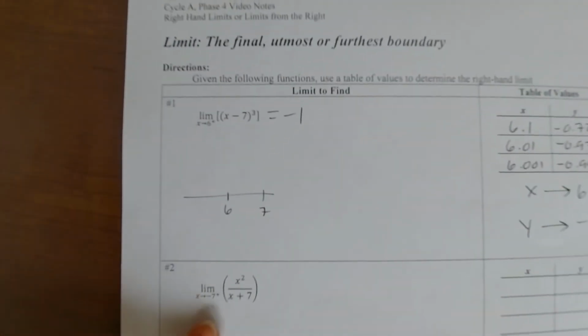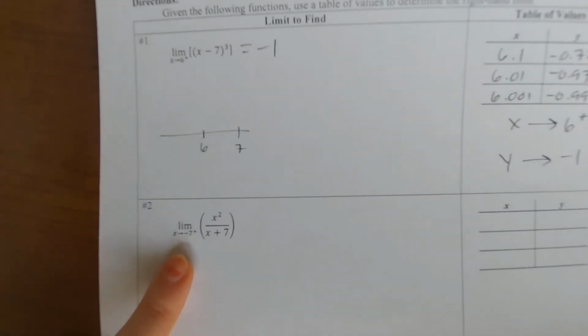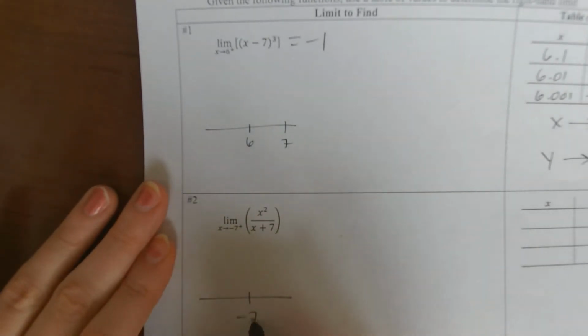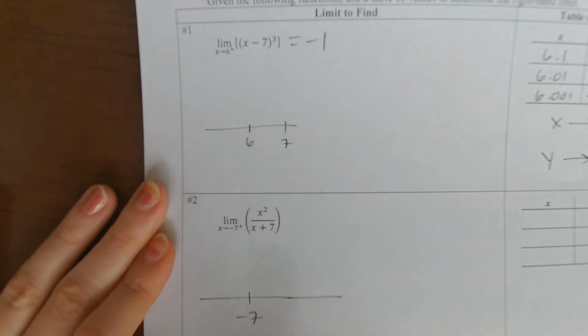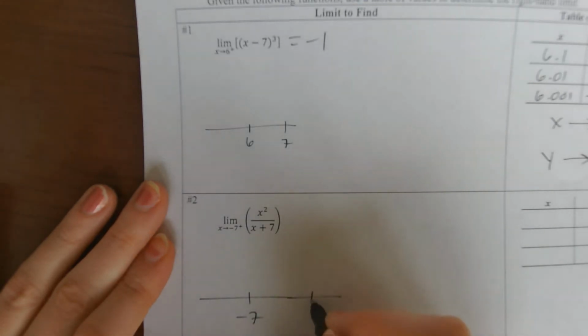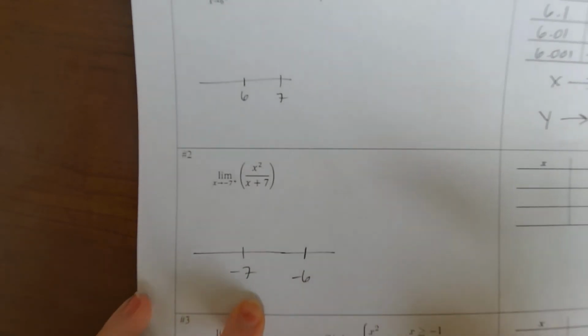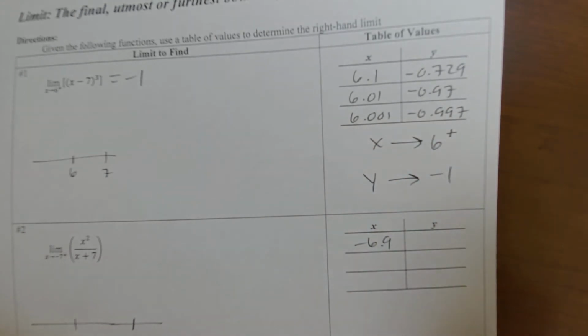Okay, now I'll do this one. This time I'm approaching negative 7 from the right. So I've got to think about that. Here's negative 7, and I'm approaching it from the right. Sometimes it helps to think of an integer that's to the right, like negative 6. Negative 6 is to the right of negative 7, but it's relatively far from it. So I've got to get right up in there really close, like negative 6.9. Negative 6.9 would be to the right of negative 7, but very close to it.